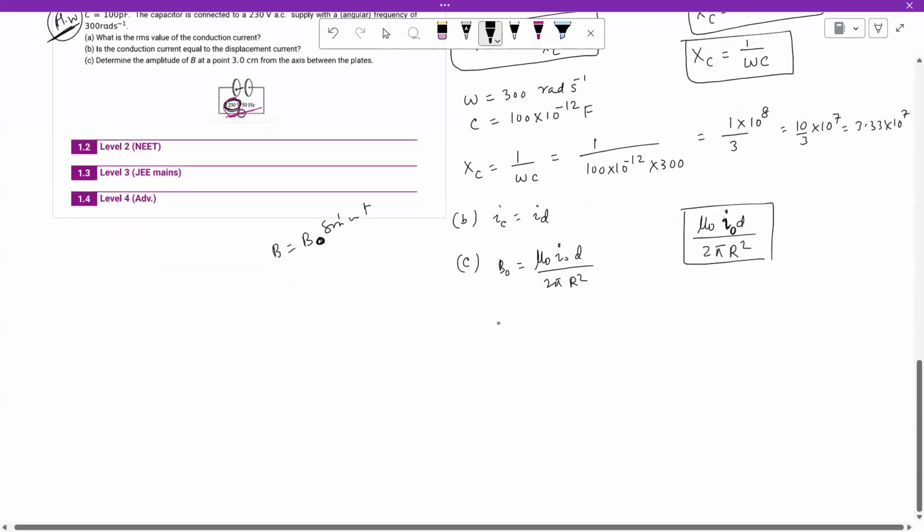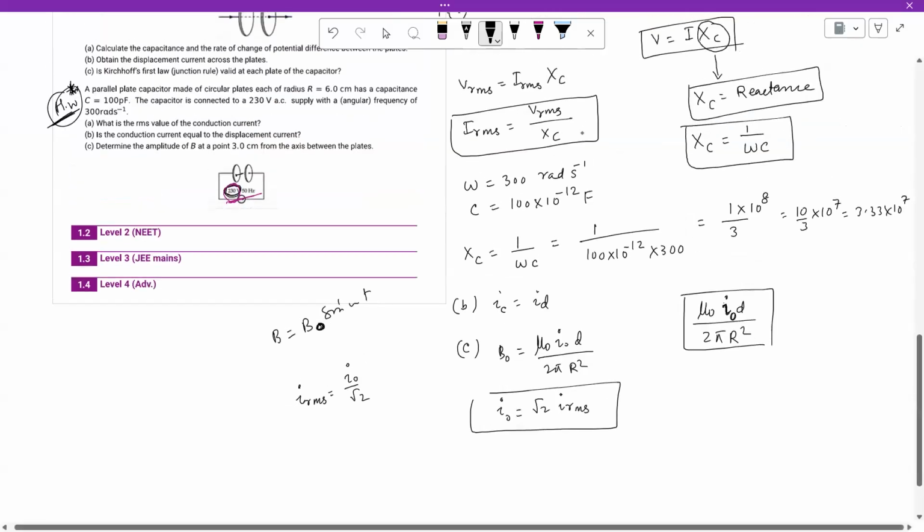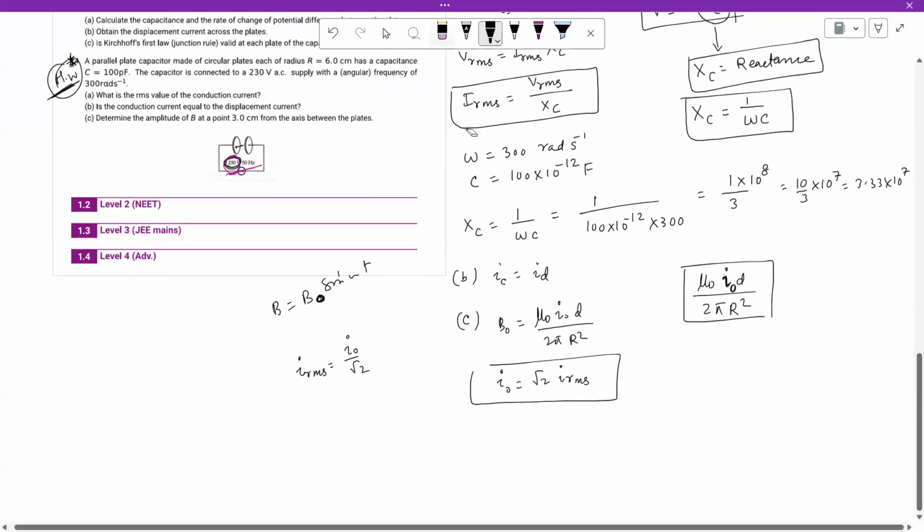So this I naught is a peak one, right? We know how this peak is related with RMS. So IRMS is I naught by root 2, right? So I naught would be root 2 times IRMS. And IRMS we have calculated, oh, we didn't calculate it. We only calculated XC. I was confused. So let us find that value first.